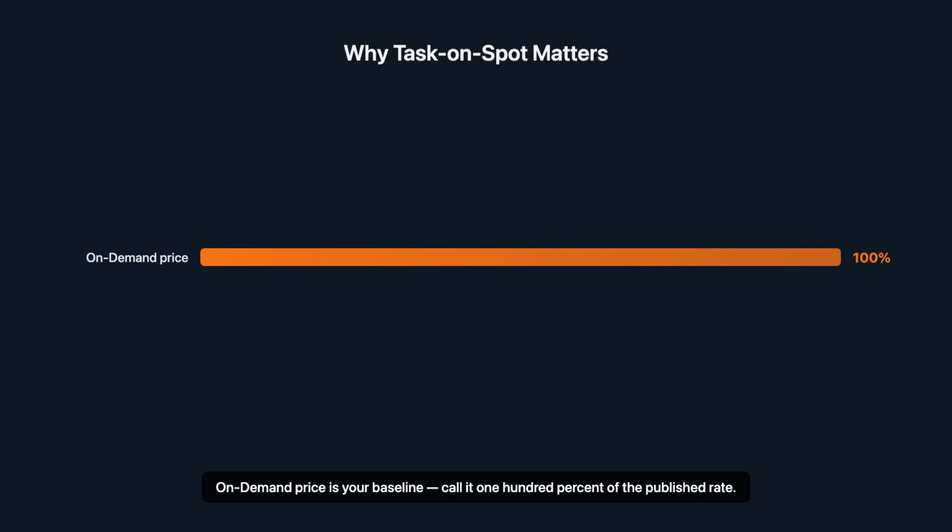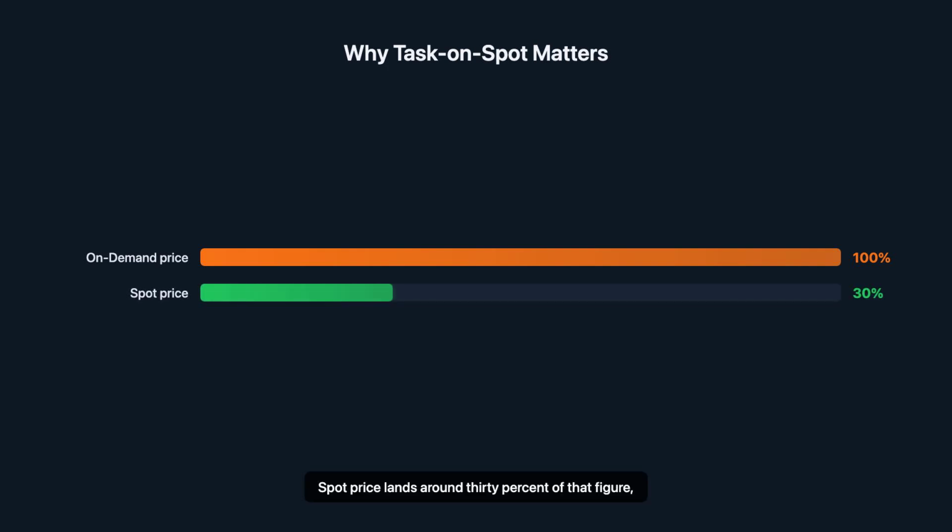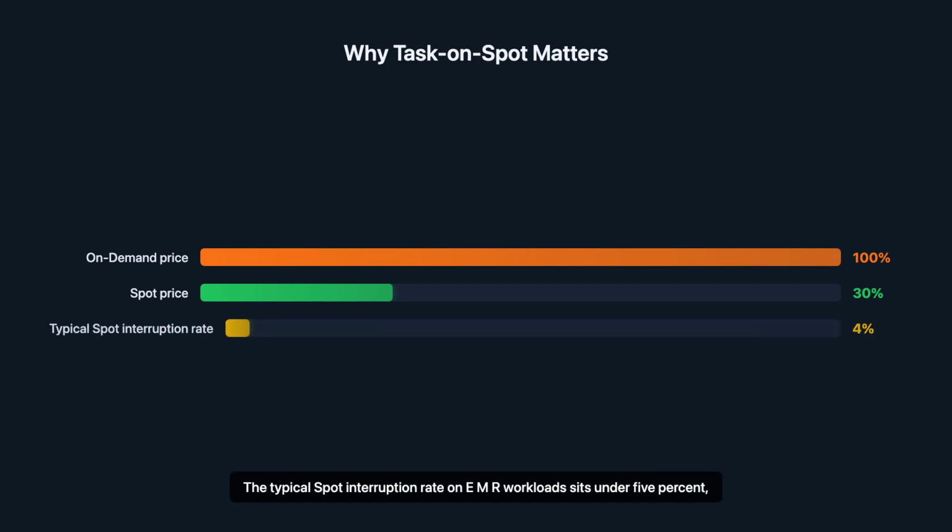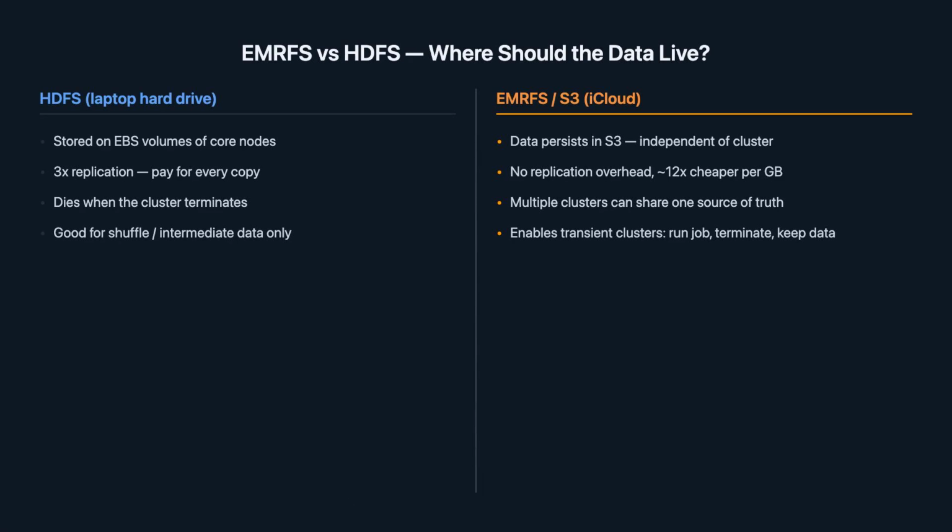Here's why the task on spot rule is worth memorizing. On-demand price is your baseline. Call it 100% of the published rate. Spot price lands around 30% of that figure, which means a 70% discount on those task nodes, sometimes as much as 90% for less popular instance types. Now, the key question is how often spot gets reclaimed. The typical spot interruption rate on EMR workloads sits under 5%, thanks to capacity-optimized allocation. So on task nodes, where an interruption costs you nothing but a rescheduled task, you get massive savings for almost no risk.